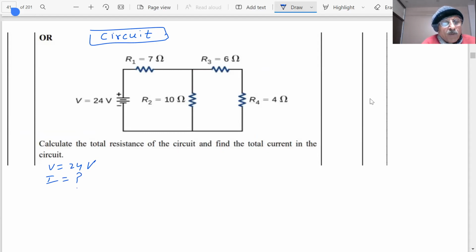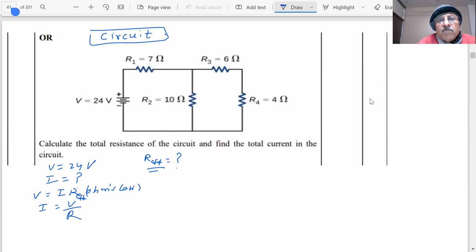Before that, the formula is, you know, V is equal to I into R, Ohm's law. And how will you calculate I if you know V by R? So first you have to find R. Here I am saying effective. What is the resistance of this circuit? You have to find out R effective. That is the total resistance of this circuit. Let me start from this side. These two, R3 and R4, student. R3 and R4 are in series.